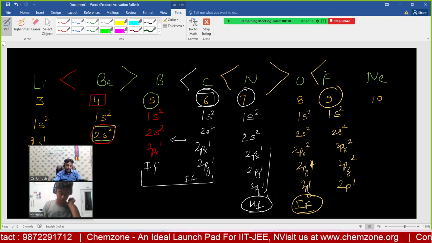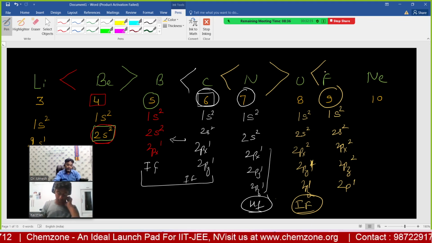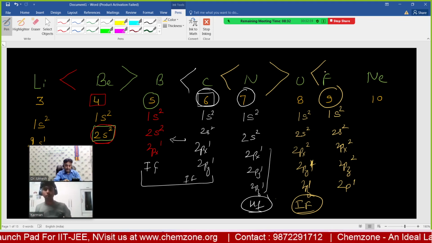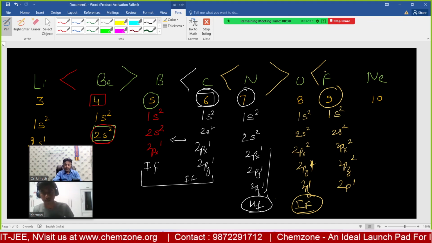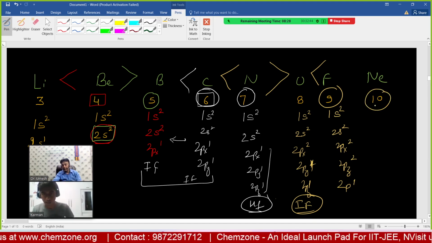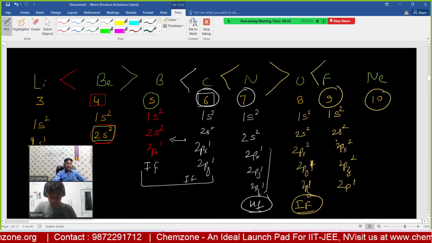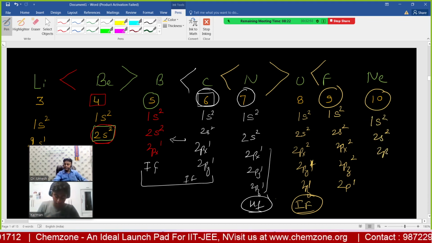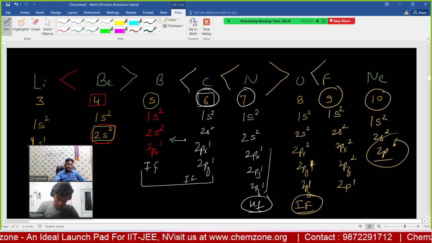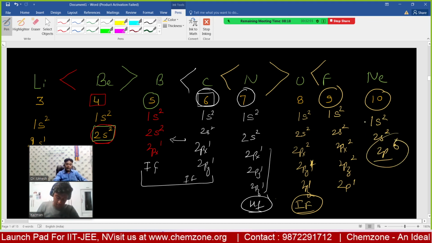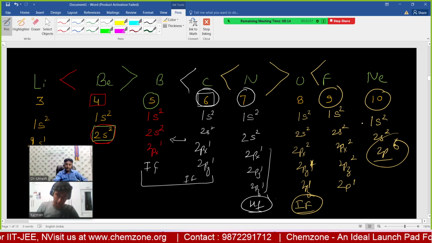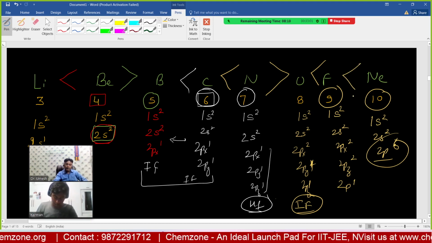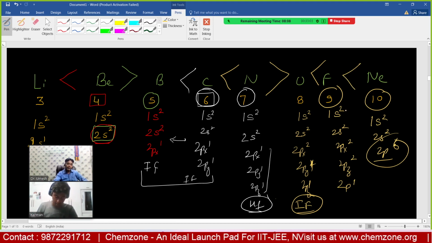Next one. Neon. 1s2, 2s2, 2px2, 2py2, 2pz2. It's completely filled. Moreover, nuclear charge is also more. And that is why the enthalpy of ionization for neon is more than that of fluorine.